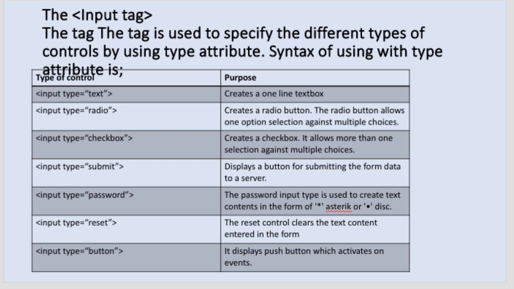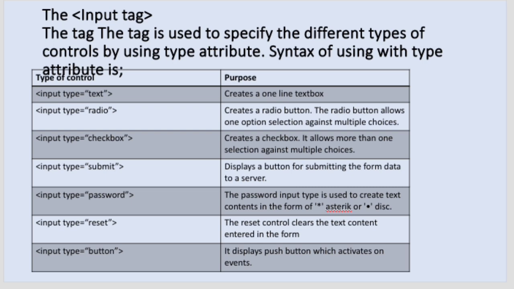Further, we have the input tag. To insert an element in a form, the input tag is used. The tag is used to specify different types of controls by using the type attribute. The syntax of using the input tag with the type attribute is shown here, with the types of control and the purpose for which we use them. So first is input type is equal to text.